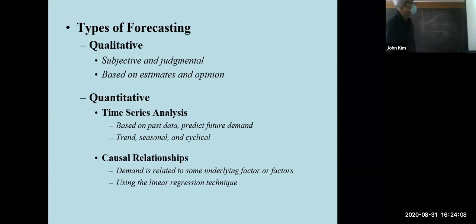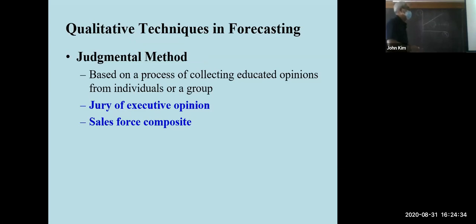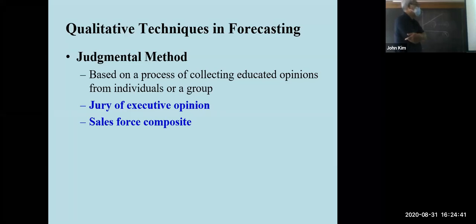Both are using numeric data such as past data, and some data using correlation, then forecast. So they are quantitative forecasting. Okay, some examples of qualitative techniques in forecasting. Judgmental method. Based on a process of collecting educated opinion from individuals or a group.